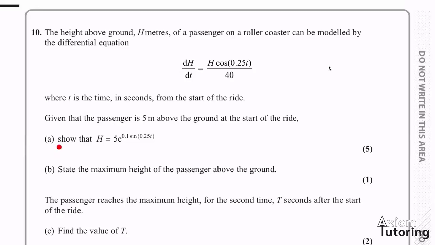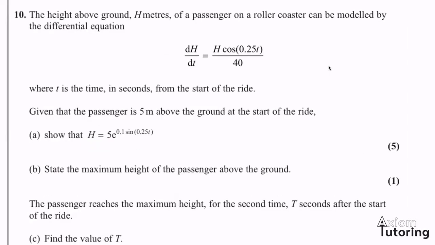So for part B of question 10, we now want to state the maximum height of the passenger above the ground. So typically when it's only one mark and it says state, the answer should be quite obvious. So it shouldn't take a lot of working for us to figure this out. If we want the maximum height of the passenger above the ground, then we've done most of the work here in finding an expression for h in terms of t.